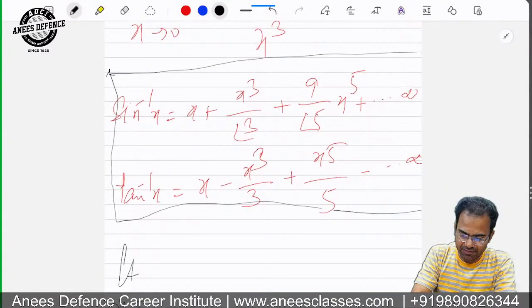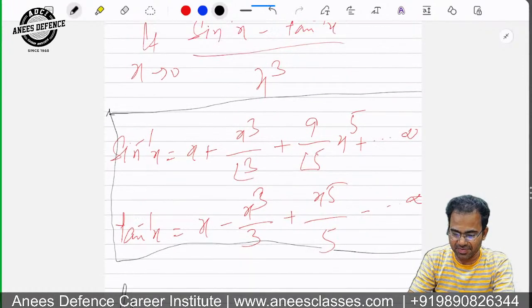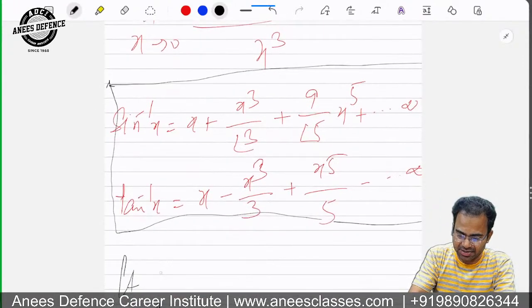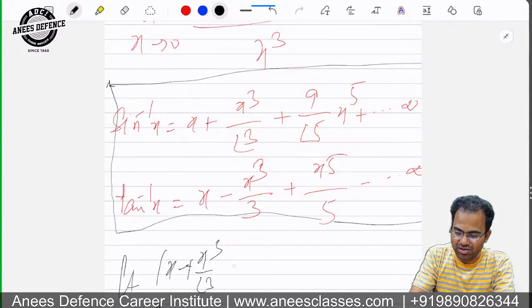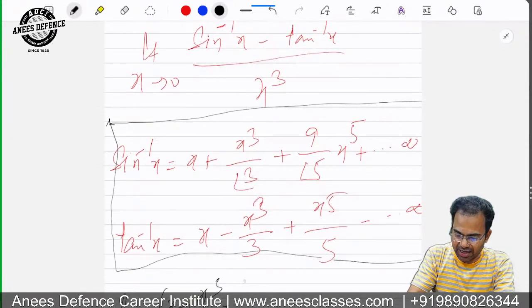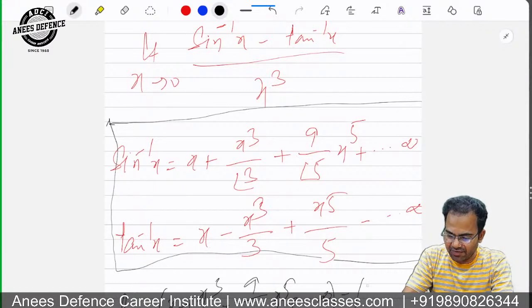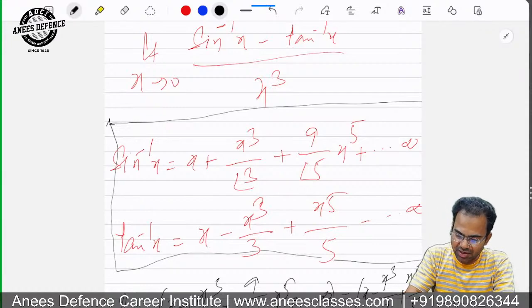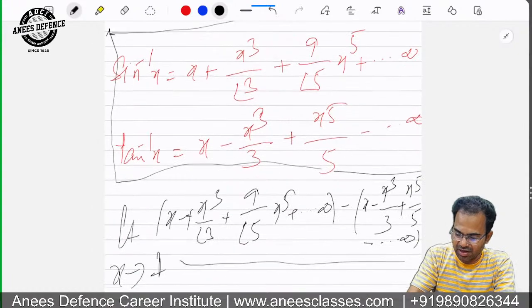I am solving this question for some students. For sin inverse, I will write x plus x cube upon factorial 3 plus 9 upon factorial 5 dot dot dot up to infinity, minus, for tan inverse, I will write x minus x cube by 3 plus x to the 5 upon factorial 5 minus dot dot up to infinity, divided by x cube.